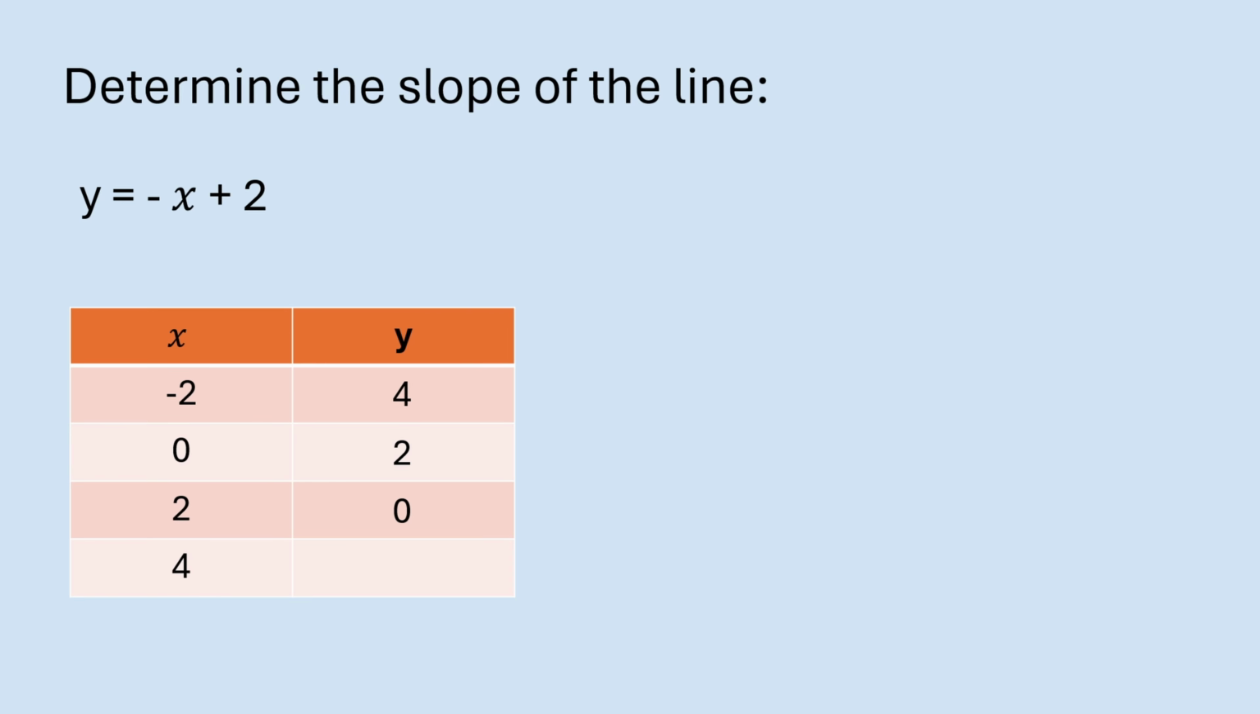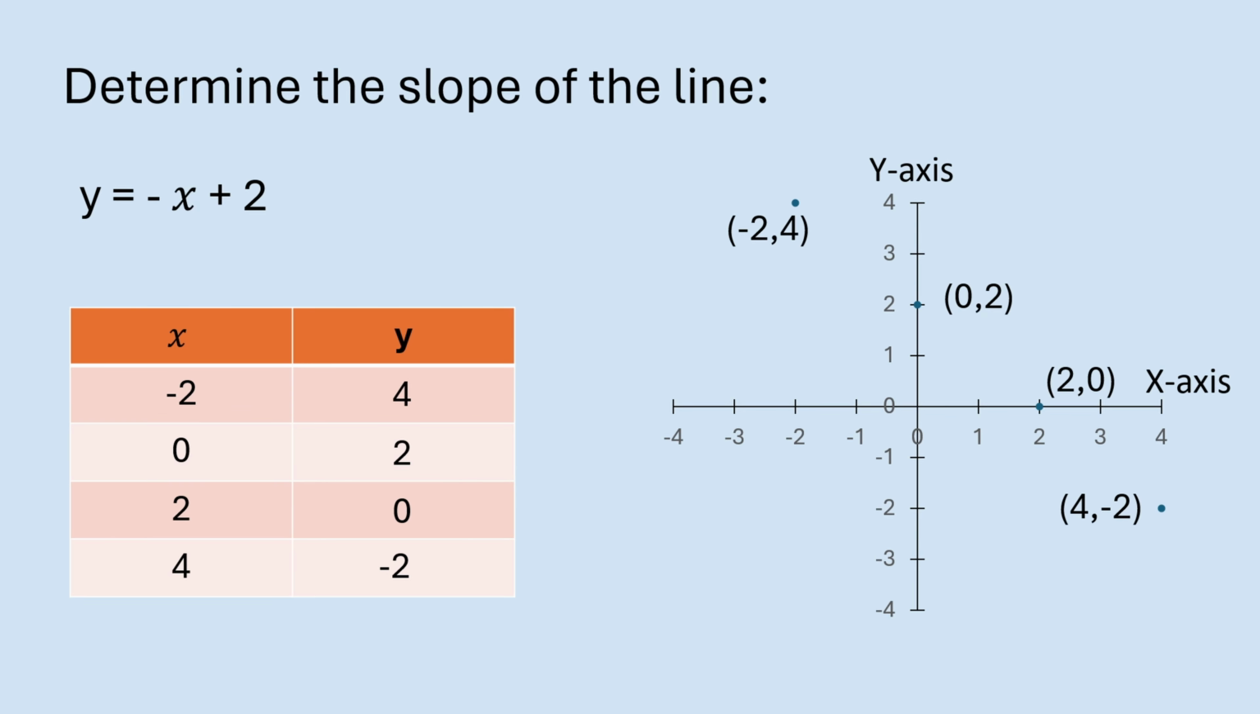x = 2 gives y = -2 + 2 = 0. x = 4 gives y = -4 + 2 = -2. When we plot all these points on a graph, (-2, 4), (0, 2), (2, 0), (4, -2), they form a straight line which represents a linear relationship.